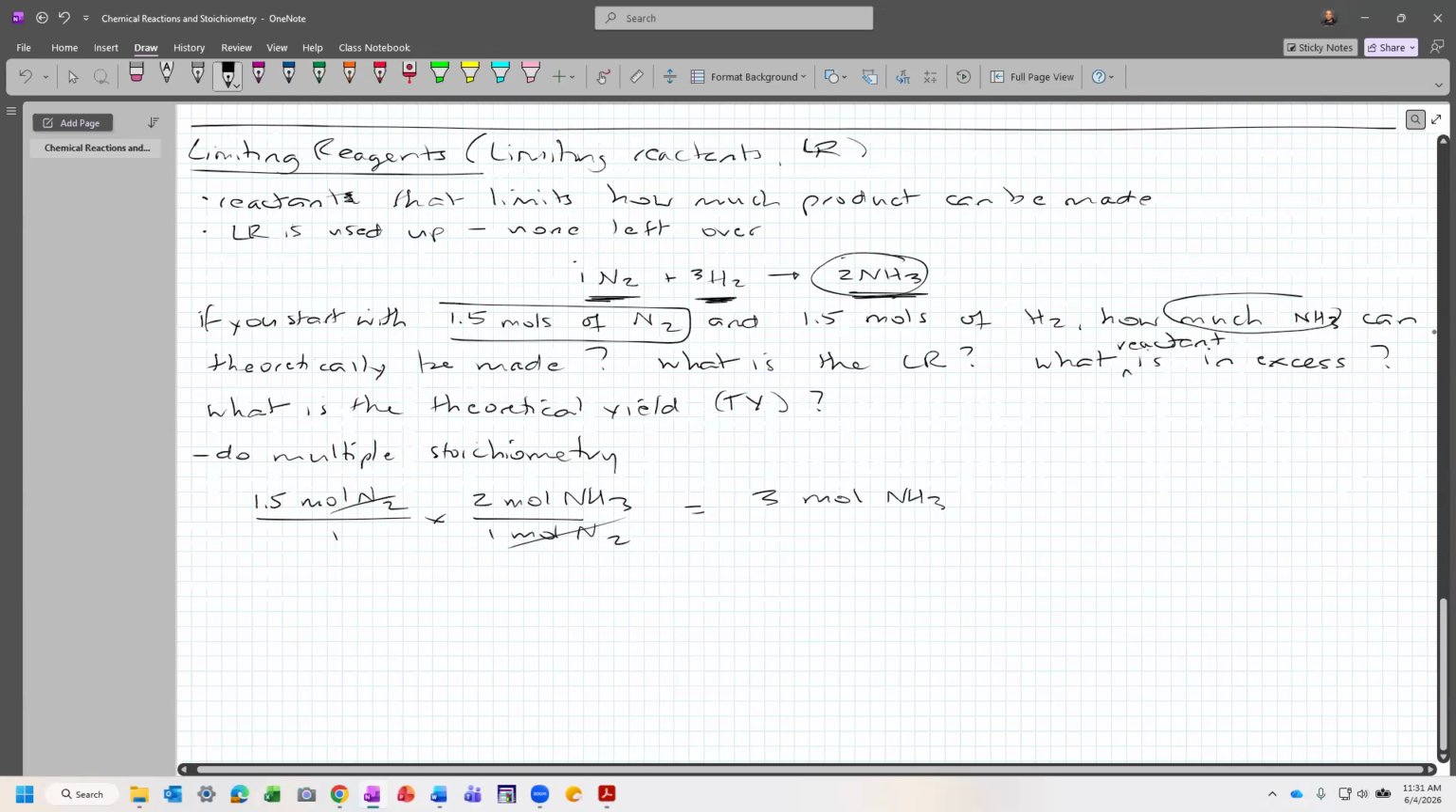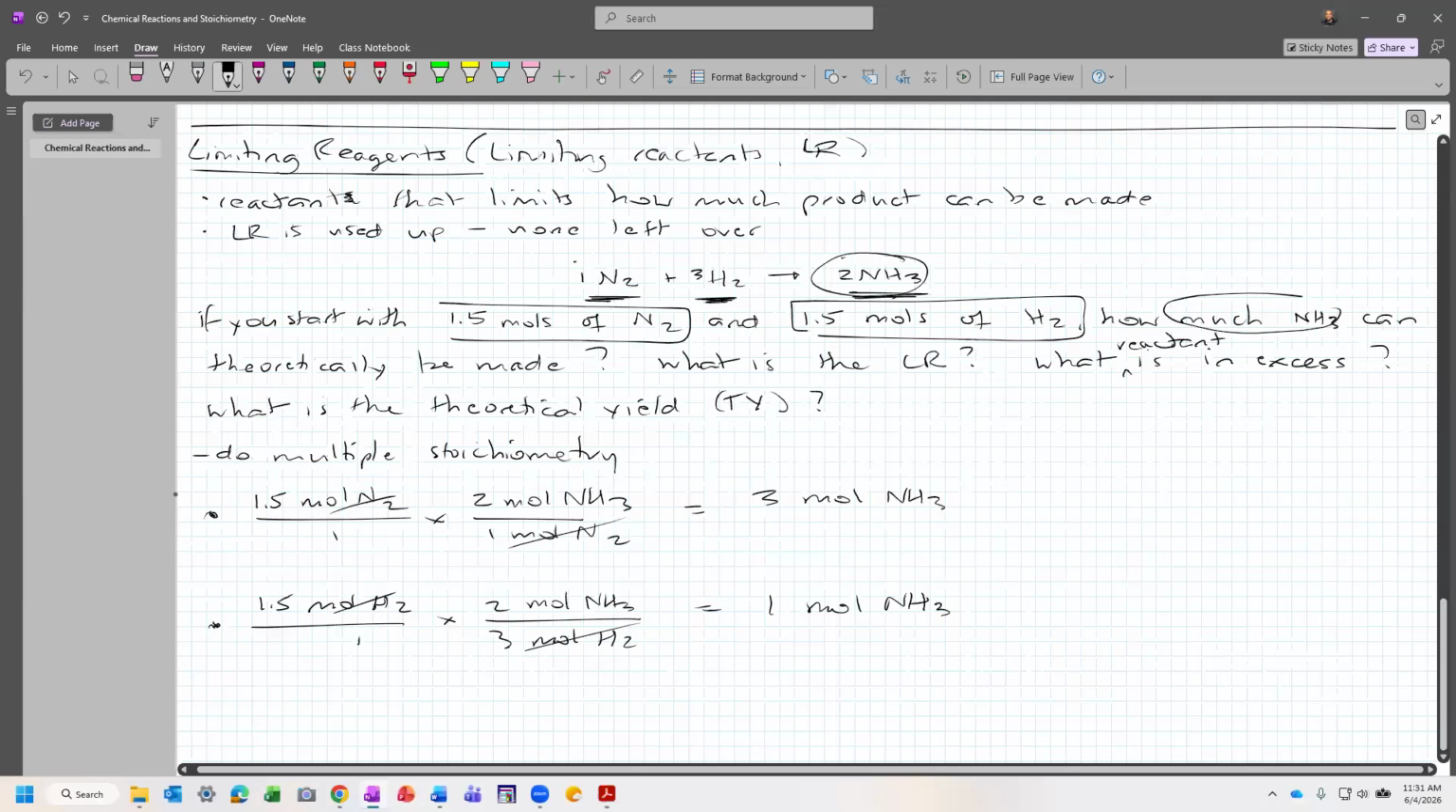The second one then is to take the other reactant, the 1.5 moles of the H2, and we do the same thing, figure out how much of the product we can make using the mole-to-mole ratio. So 2 moles of the NH3 are produced now from every 3 moles of the H2. Okay, moles of H2 cancel. 1.5 times 2 is 3, divided by 3, we get 1 mole of the NH3 is produced if we use up all of the H2 instead.